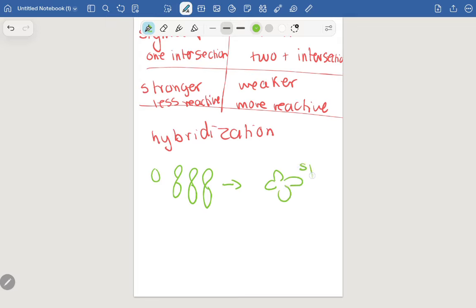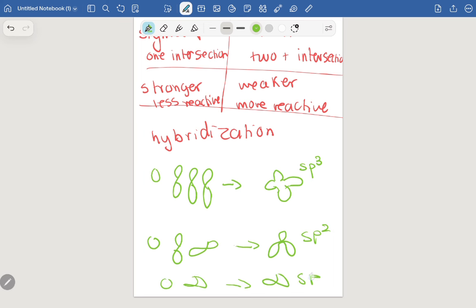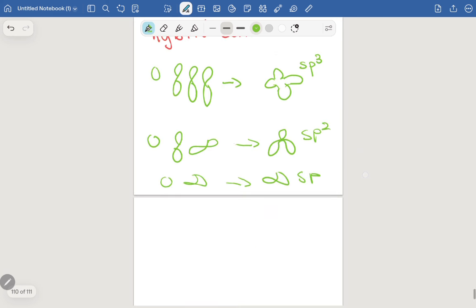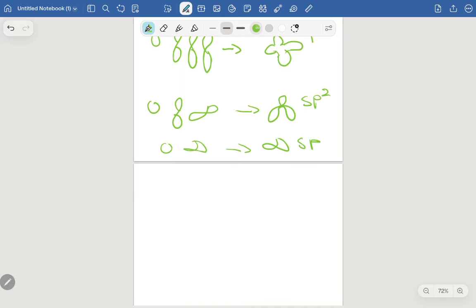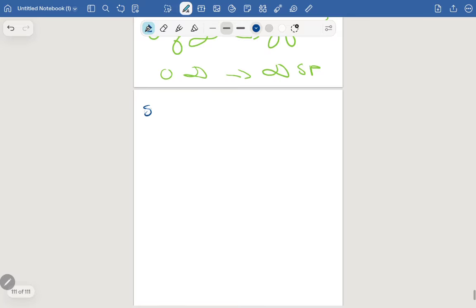Now, let's say I had 1s and 2p orbitals. It would look like this, and this is an sp2 orbital. Now let's say I had 1s and 1p orbital. It would look like this, and this is an sp orbital. Now, what do we need to know? Very simply, we're talking about bonds. A single bond that looks like this is very simply one sigma bond. I forgot to mention that this is sp3 hybridized.